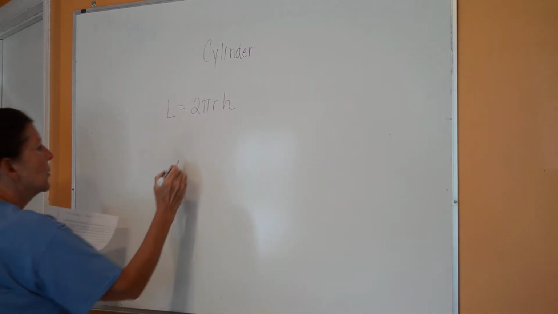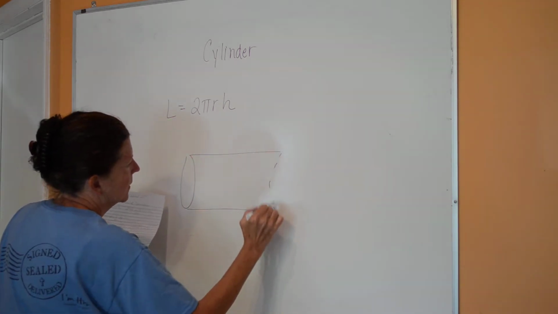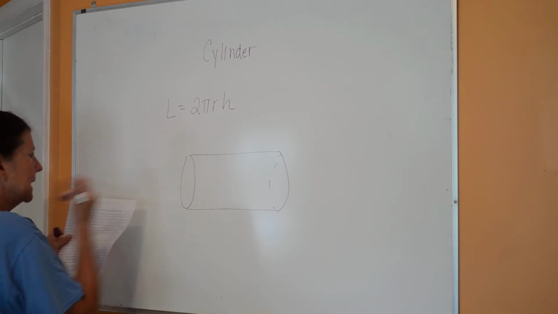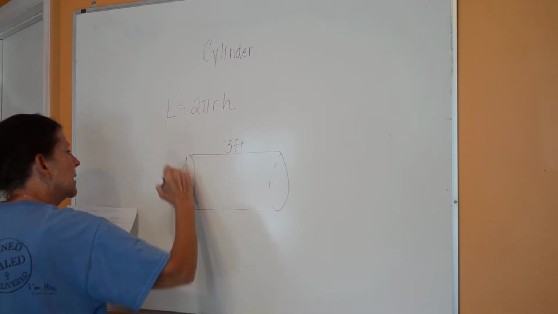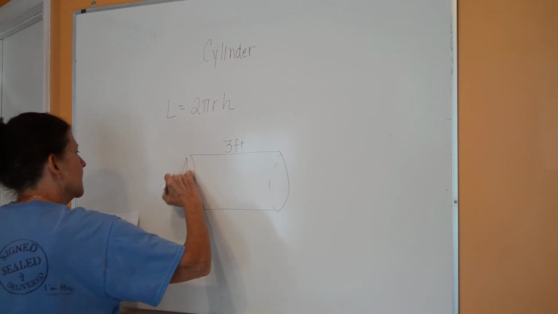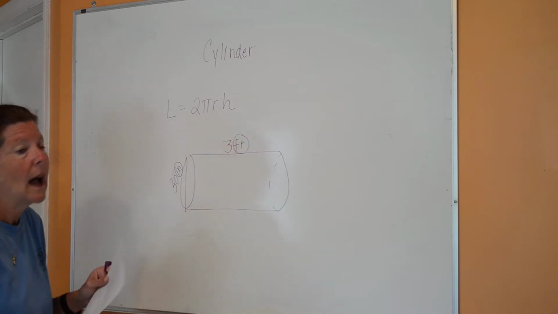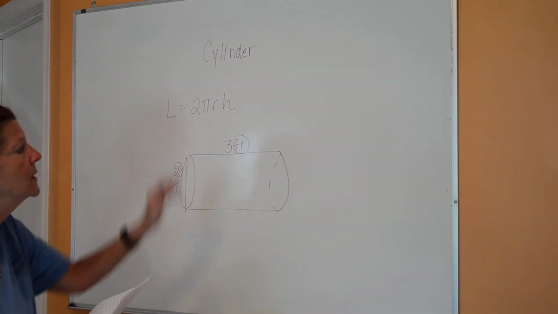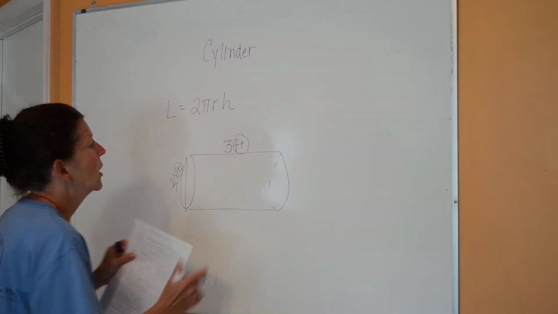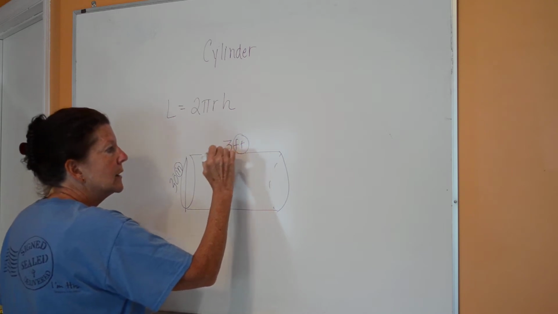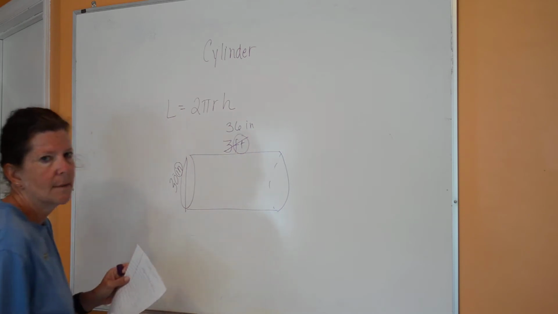So let's do one where we're looking for the lateral area. Here's my cylinder. Let's say that it's 3 feet high, and the diameter here is 30 inches. First, notice that's inches and that's feet. I have to switch them to the same unit, and it's always easier to switch to smaller units. There's 12 inches in a foot, so rather than saying 3 feet, let's say 36 inches. Now my units match up.